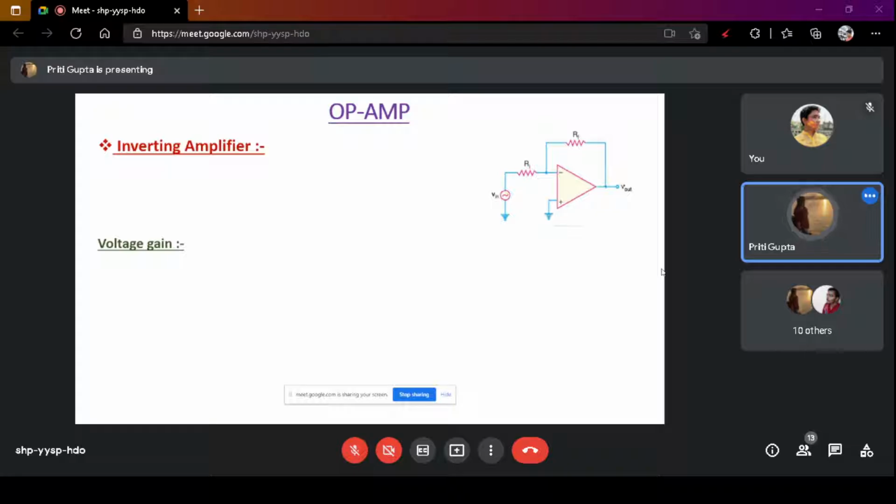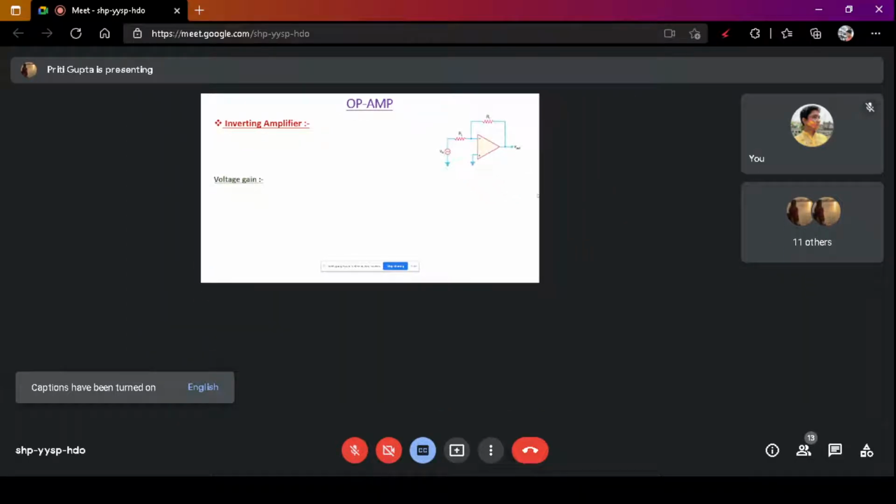Is this done? Yes, ma'am. Okay, now write down: An op-amp can be operated as an inverting amplifier as shown in the figure.